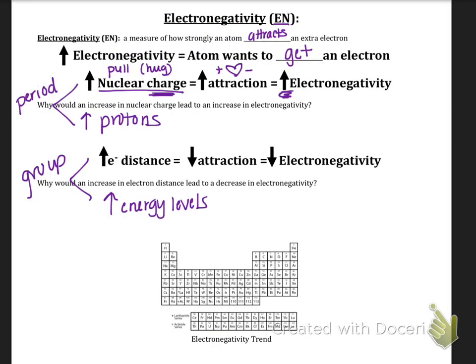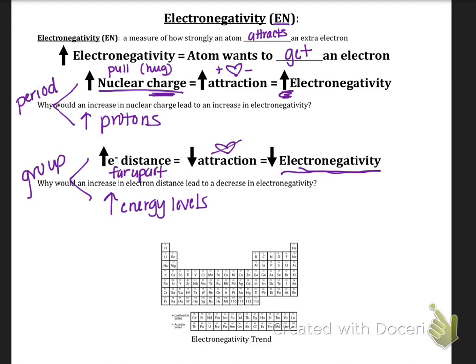Okay, so going back here. The more energy levels you have, the further apart that they are. So they are very far apart. That means that they are not going to stay together because the attraction is very low. They're so far apart. That's why the electronegativity is low, meaning that they have no interest in getting into a relationship with an electron. Okay?